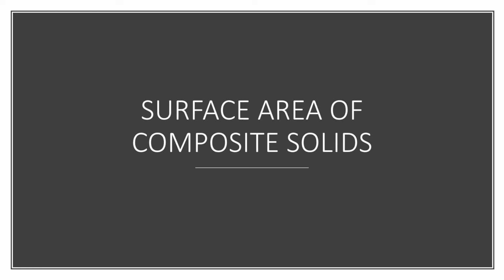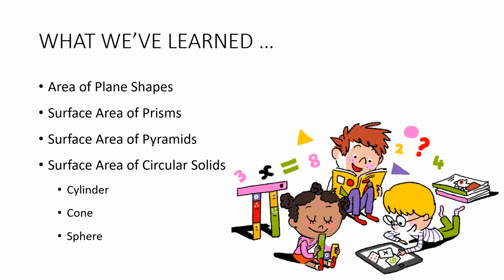Hi everyone, this is our last lesson for the topic of surface area. And in this video we're going to look at the surface area of composite solids. So this is what we've learnt so far. We've looked at the area of plane shapes, surface area of prisms and pyramids, and then last lesson we looked at the surface area of circular solids including cylinder, cone and sphere.